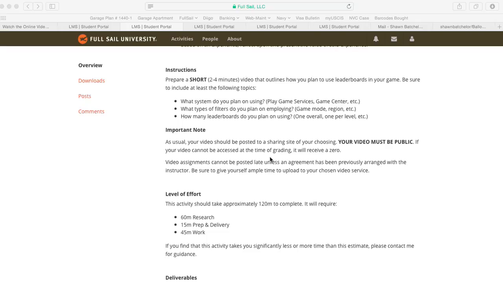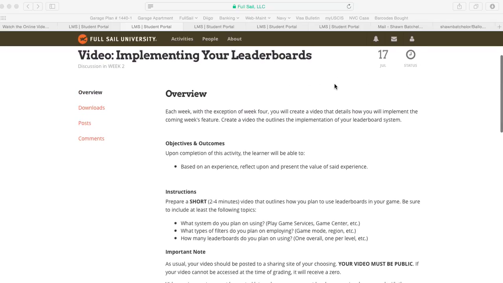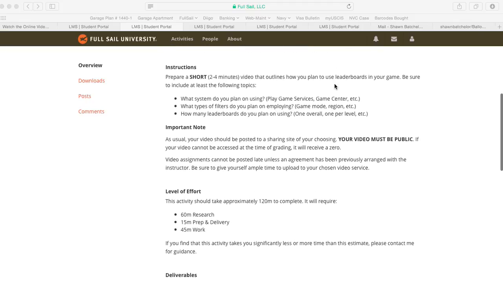Now I think the simplest way to implement a leaderboard for me will be using the native Game Center that's incorporated into iOS and Xcode. So I think that's what I'm actually going to do, because usually I find relying on the built-in resources is actually more convenient and easier to develop for the game.